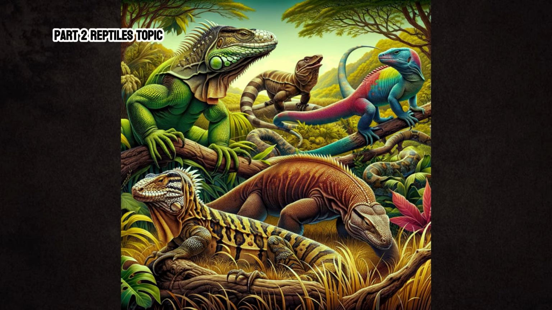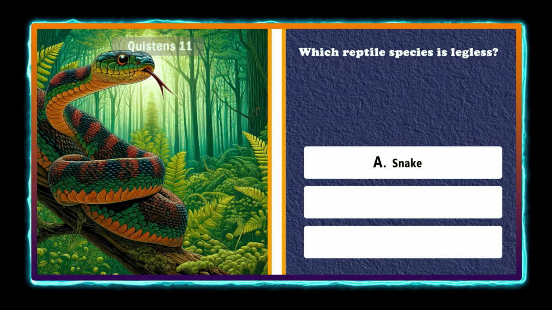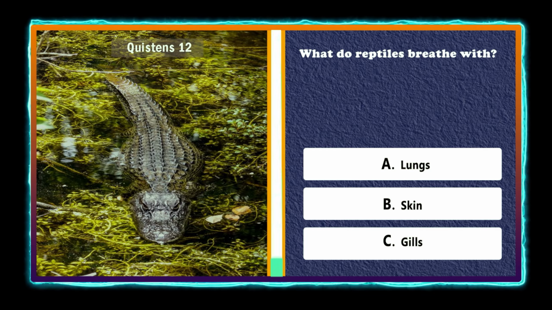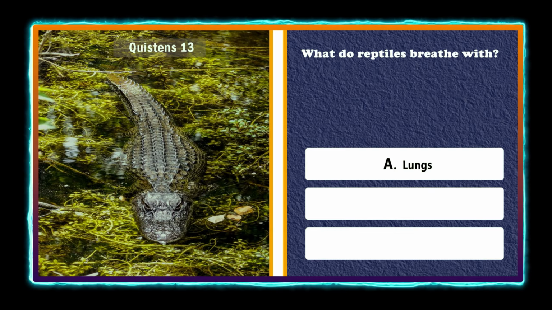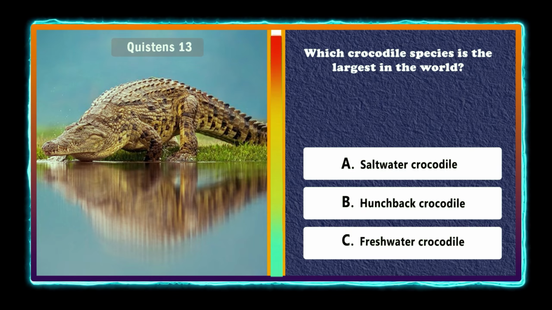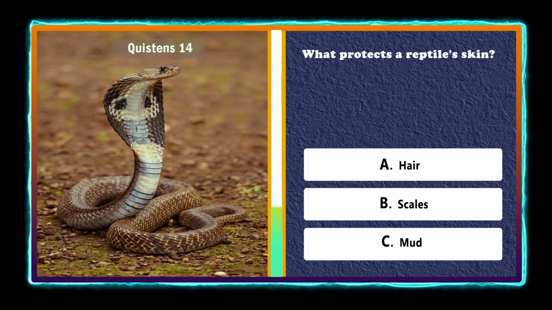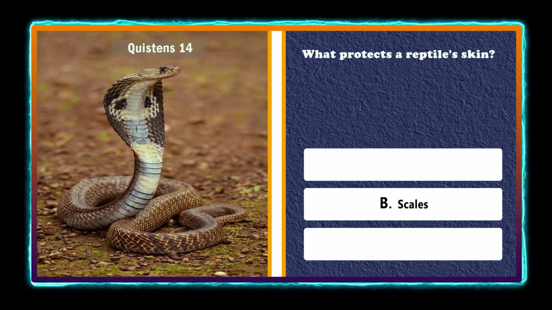Part 2, Reptiles Topic. Which reptile species is legless? Snake. What do reptiles breathe with? Lungs. Which crocodile species is the largest in the world? Saltwater crocodile. What protects a reptile's skin? Scales.